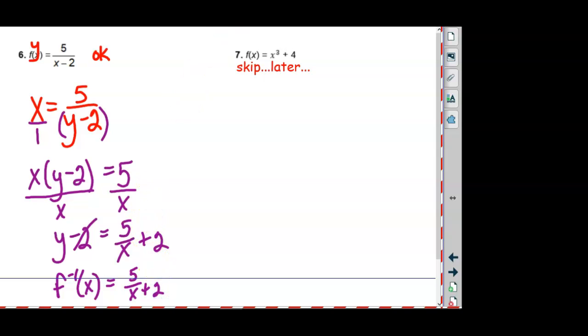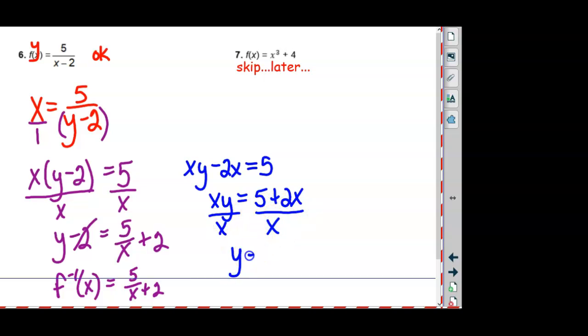Can I talk to you about if we had distributed it, what would have happened? Okay, when we were here, if we had distributed that x, you'd have xy minus 2x. What would you do next to isolate y? Add 2x over to the other side, and then divide everything by x. Are those the same thing?